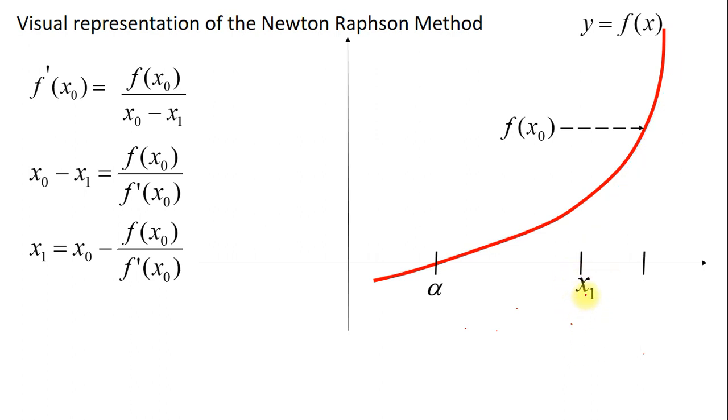Now by substituting x1 into f, and I draw a tangent over this point. Alright, this tangent passing through this point at x1. You can see that the tangent now intercepts the x-axis at a point even closer to the root. Let's call it x2.